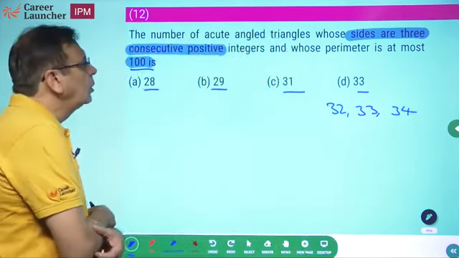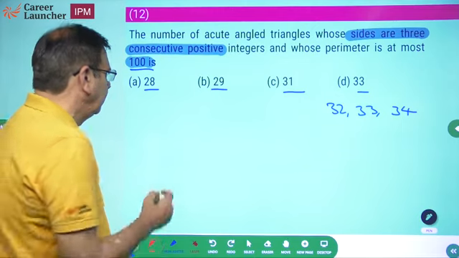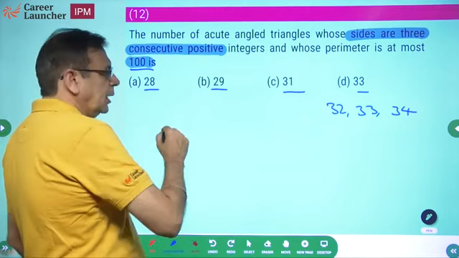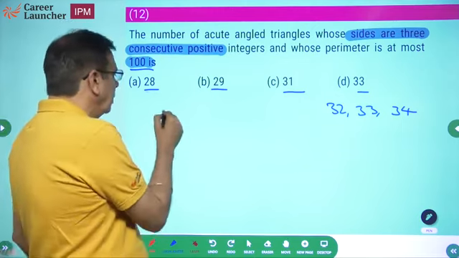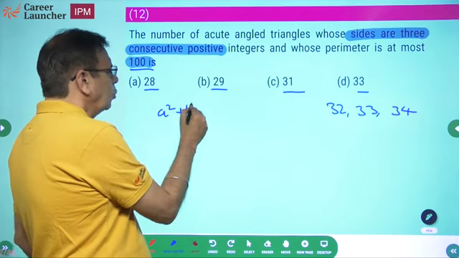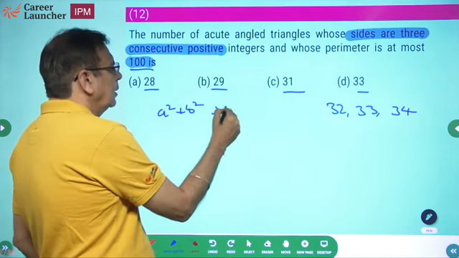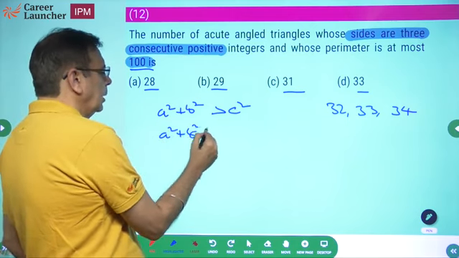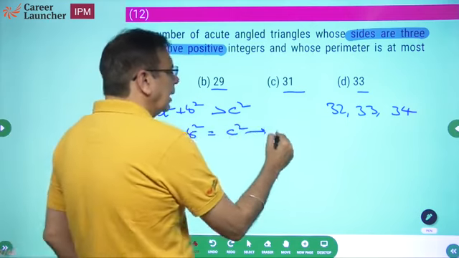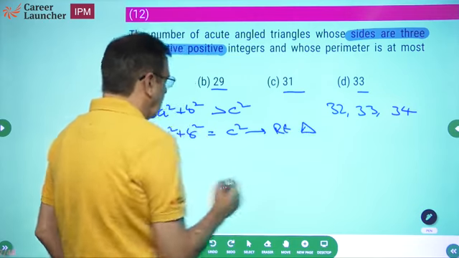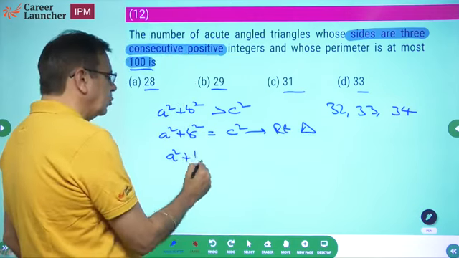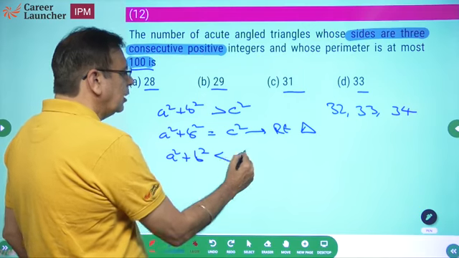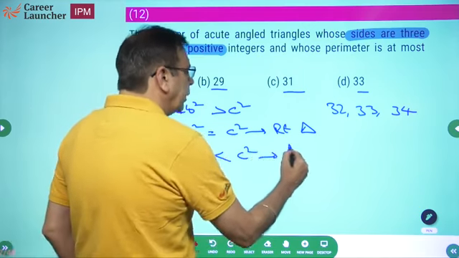Now, these have to be acute angle triangles. If I have a triangle which is acute angled, what is the condition? a square plus b square should be greater than c square. If a square plus b square is equal to c square, then it is a right angle triangle. If a square plus b square is less than c square, then it is an obtuse angle triangle.